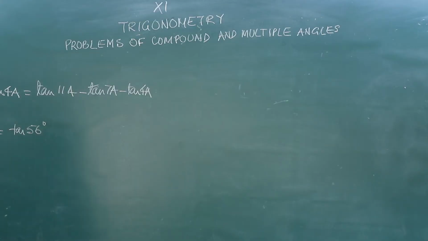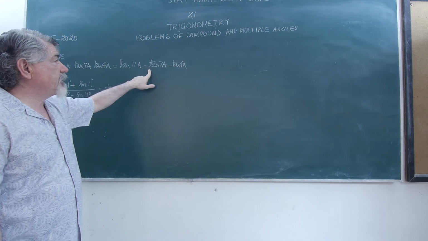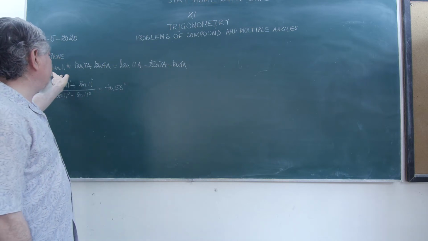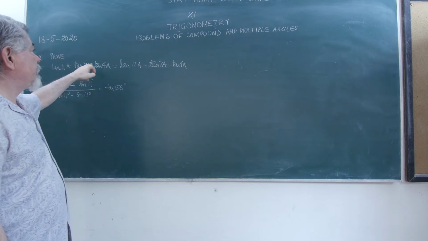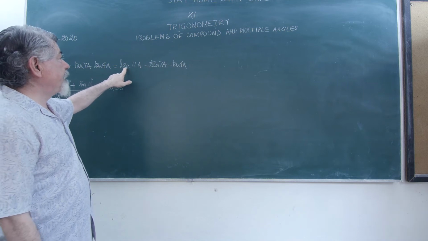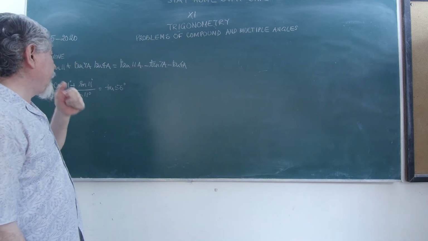Now let's see the next question in the same series. tan 11A tan 7A tan 4A is equal to tan 11A minus tan 7A minus tan 4A. We have to prove this. Prove tan 11A, tan 7A, tan 4A, all are multiplied, but on the right hand side we have tan 11A minus tan 7A minus tan 4A.